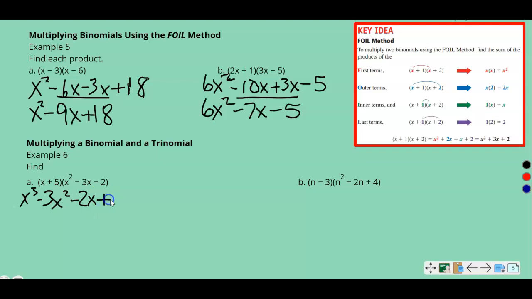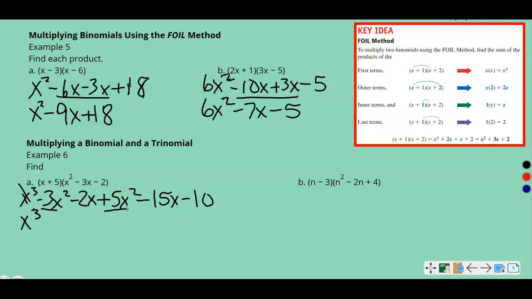So 5 times x squared is 5x squared. 5 times -3x is -15x. And 5 times -2 is -10. Just like before, we have to combine like terms. We have an x cubed that can't be combined with anything, so bring it down. I have a -3x squared and a positive 5x squared.